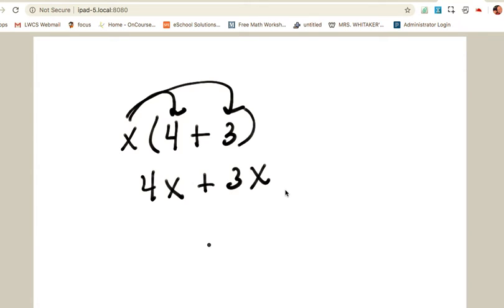Also, we know that these are like terms. You can actually end up putting those together, and it would equal 7x because they both have x's. So that's our quick little lesson for today, reminding us how to do distributive property.